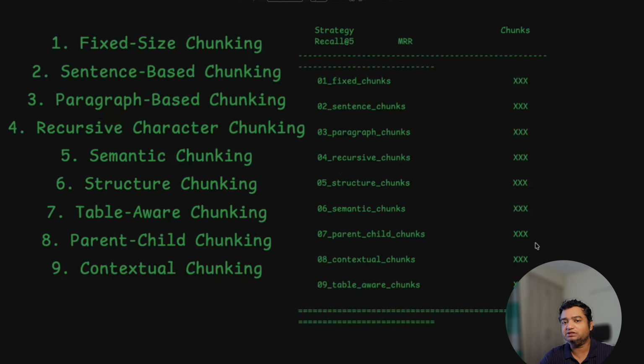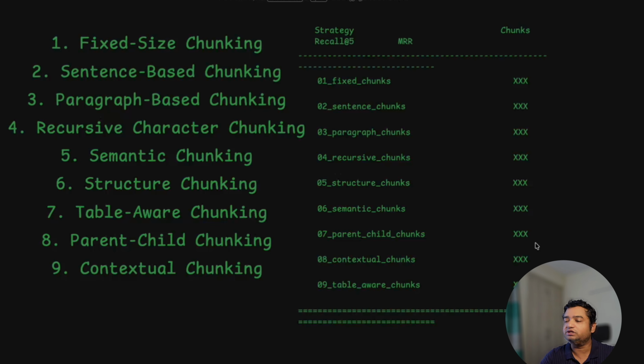Then we will have a data set on which these chunking strategies will run. On the same data set, we'll run predefined questions and the base answers, and we'll calculate the recall and the MRR points, MRR number, and we'll try to understand which chunking strategy is relevant to this kind of data set. So for the demo purpose, I'm going to use the retail domain data.